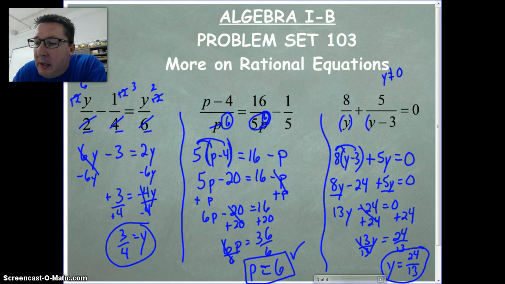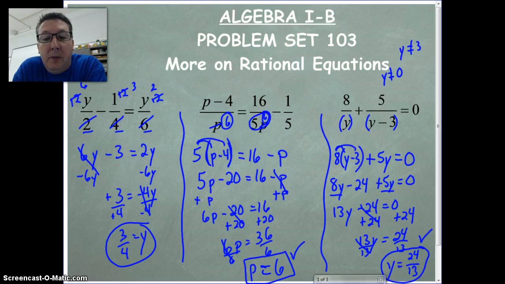What value of y would make this thing equal 0? Well, 3 minus 3 would be 0, so I know y cannot be 3, positive 3. Well, 24 over 13 is obviously not 3, so since 24 over 13 is not 0 and it's not 3, I know if I plug that into either fraction, I'm not going to have a 0 in the denominator. So this answer is also good.